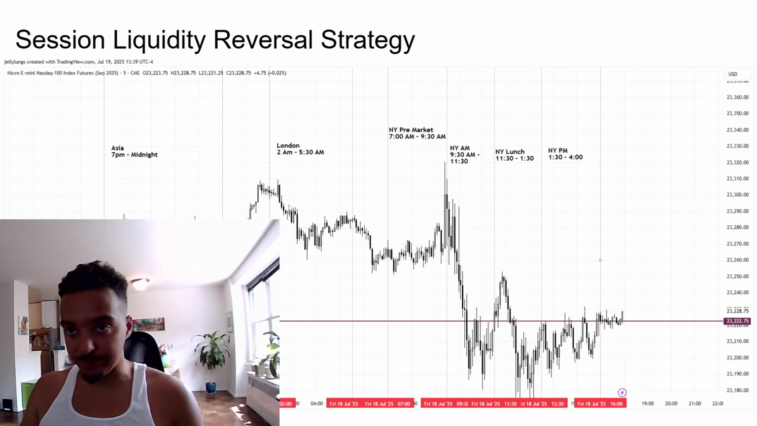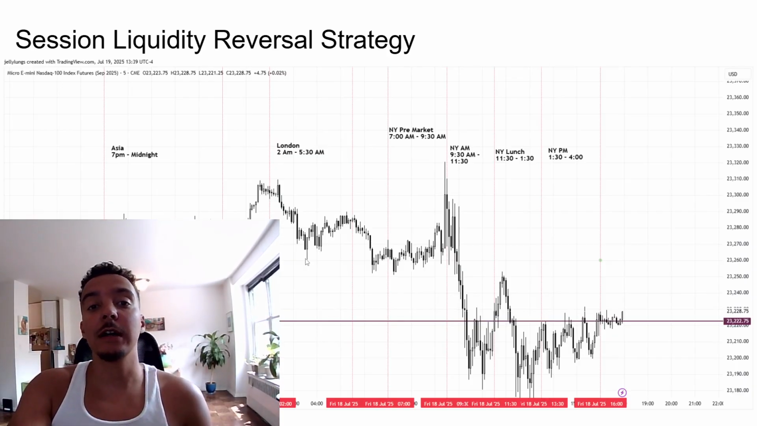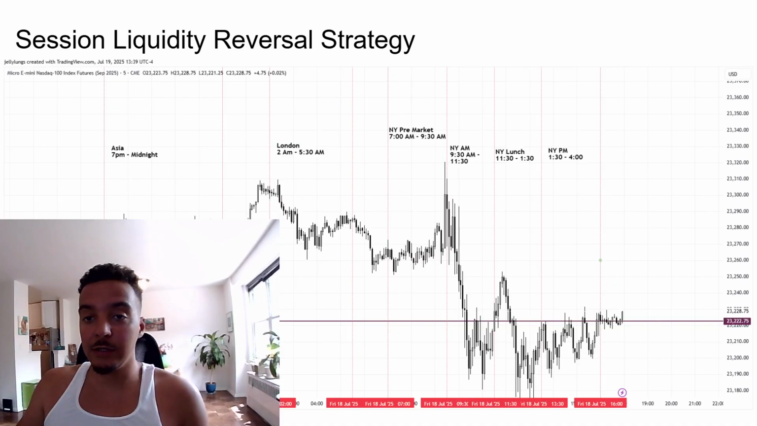Okay, so what you would like to see is you would mark the high of the range. So high right here, low right here. Here we have London, we have the high right here, low right here. And key note, relatively equal highs and relatively equal lows. Here we have relatively equal lows in Asian, so you could put a plus right here.